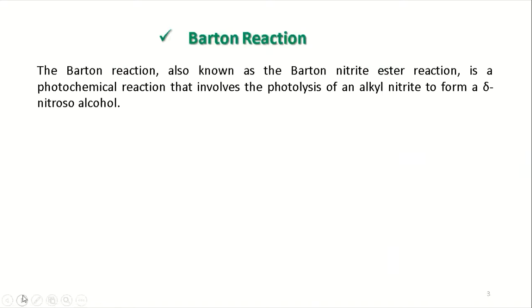So Barton reaction, actually, is a reaction which is also known as Barton nitrite ester reaction. It is a photochemical reaction that involves the photolysis of alkyl nitrite to form a gamma nitroso alcohol. This is the primary product, the gamma nitroso alcohol. The substrate was alkyl nitrite and the product is gamma nitroso alcohol.